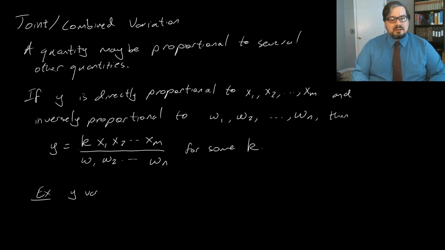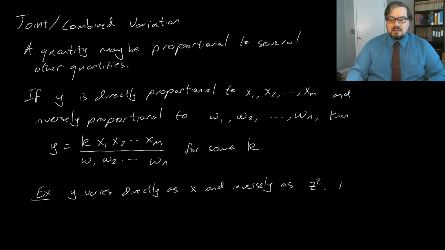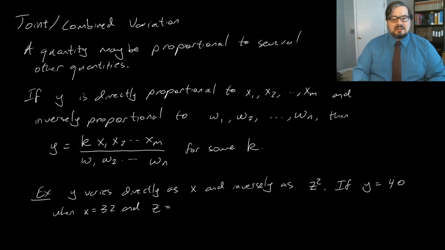Let's say y varies directly as x and inversely as z squared. If y equals 40 when x is equal to 32 and z is equal to 4, what is the constant of proportionality?